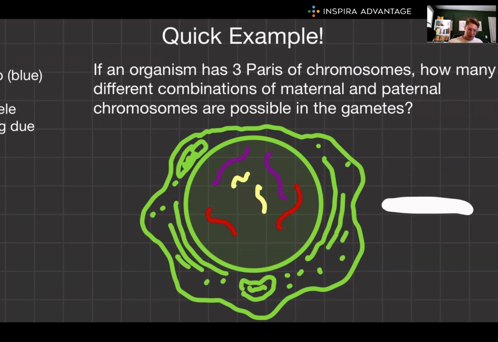To figure out this answer, we're going to take 2 to the 3rd power, which equals 8. So this means that for each pair, there are 2 possibilities, and we multiply these for all 3 pairs. So 2 is the number of possibilities, and 3 is the number of chromosome pairs. So something nice to keep in mind for test day. It'll help you get math done way more quickly.